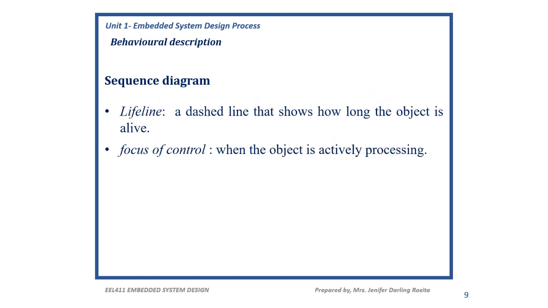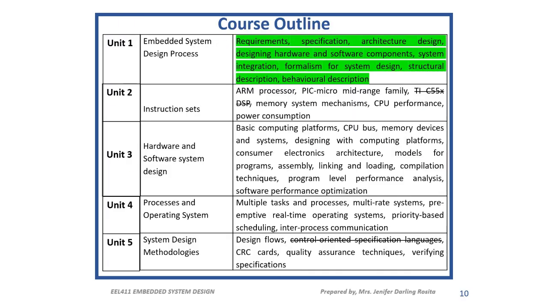So here you can see what is the purpose of the lifeline. The purpose of the lifeline is that it shows how long the object is alive. There are three categories: mouse, display as well as menu. All the three will be alive until the task is completed. Then you have focus of control. Those are the time frames. It determines when the object is actively progressing. So that's all about sequence diagram.